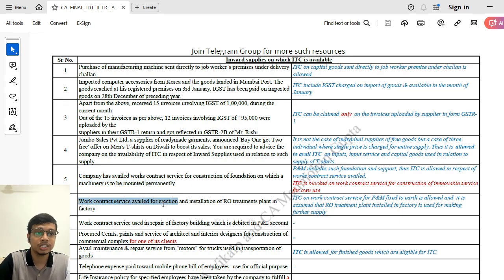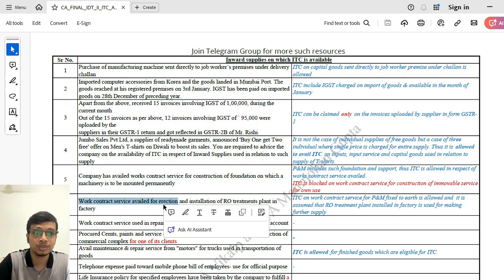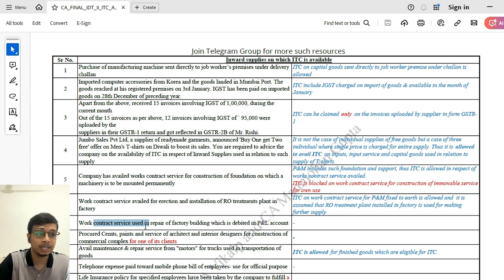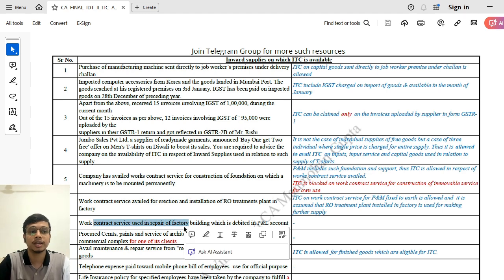Next, work contract services availed for the erection and installation of RO treatment. It is considered as plant and machinery, so ITC can be claimed. Next, work contract services used in the repair of factory building, which is debited in plant and machinery. So repair of factory का भी हम ITC claim कर सकते हैं work contract services का.